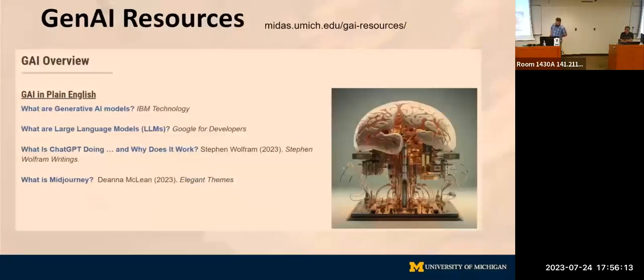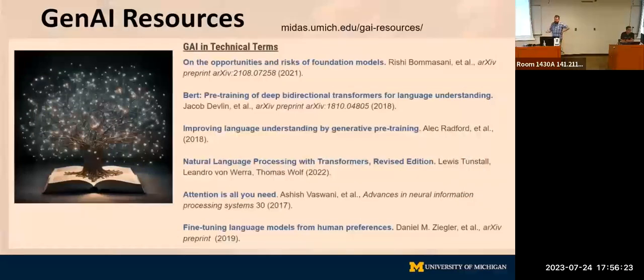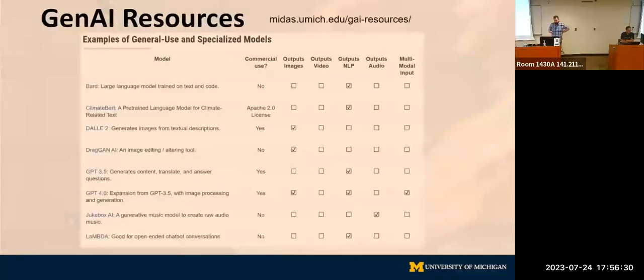We also provide a GAI resources page that includes additional information, like what are generative AIs in plain English? What are Gen AI in more technical terms for people who want to explore the underlying mechanisms, which we'll be doing more tomorrow? What are some models out there that have been somewhat vetted and we know are somewhat safe or interesting or academically relevant? There's a bunch. We also categorize them by output or input types, whether they can be used commercially, and brief descriptions of them as well. This is not an extensive list, but the things that are most cutting edge, relevant, interesting right now.